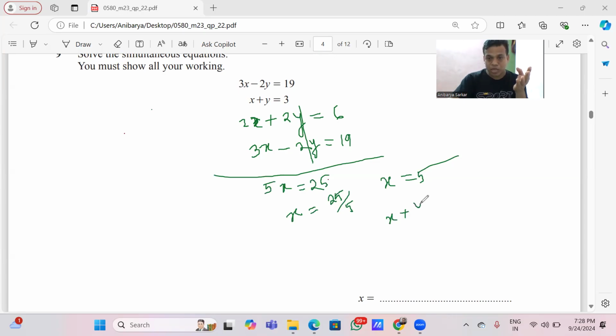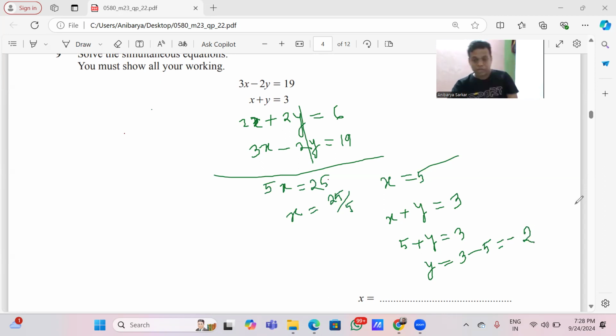So x plus y equal to 3. Now I am putting the value, 5 plus y equal to 3. So y equal to 3 minus 5. And 3 minus 5 means what? The value is minus 2. So the value of x is 5 and the value of y is minus 2.